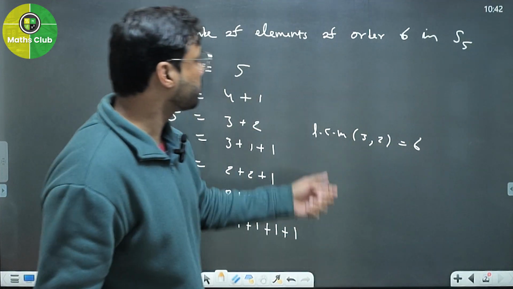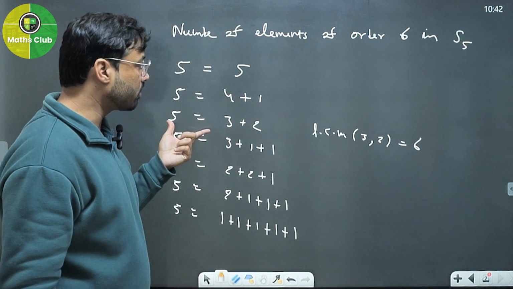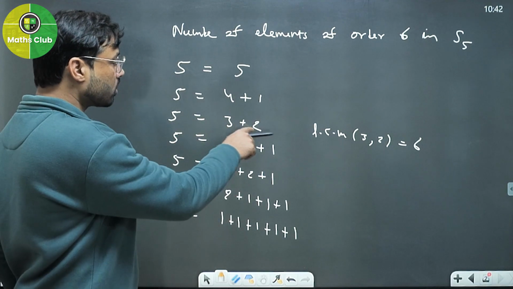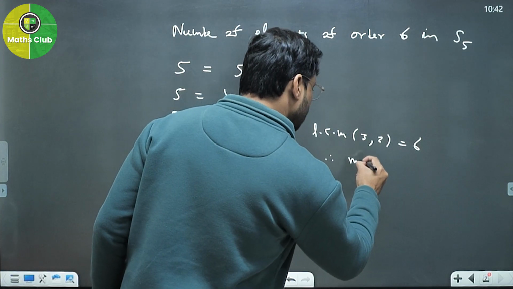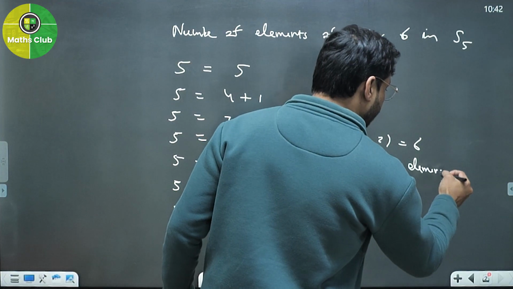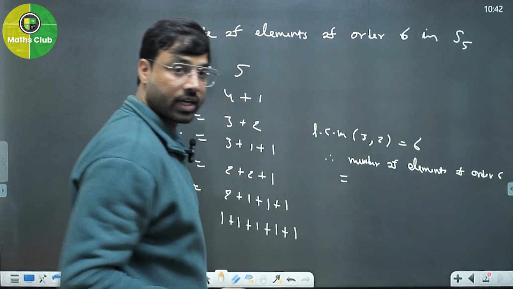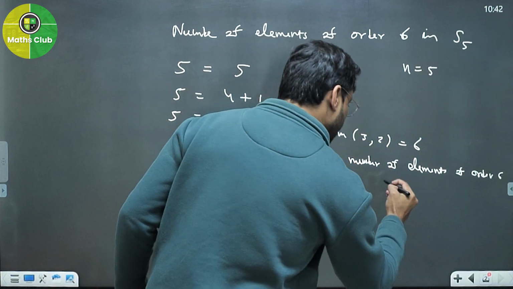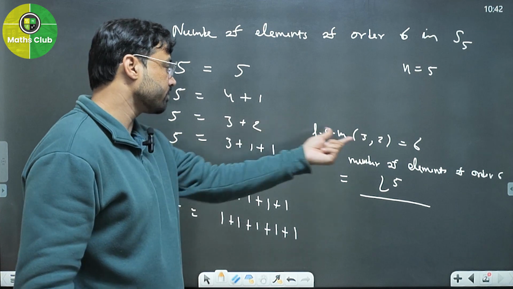So in this example, suppose we have to find the number of elements of order 6 in S5. Then take the partition of only those which give LCM equal to 6. So only in this case we are getting that, which is actually 1, 2 and 3. Therefore, the number of elements of order 6 equals n factorial, and what is n? Here n equals 5. So factorial 5 upon, use the partition only which gives the LCM 6.